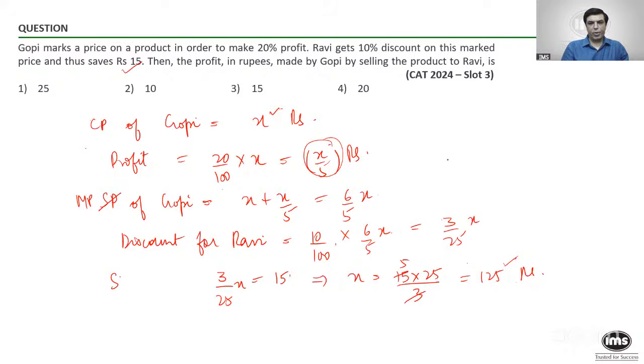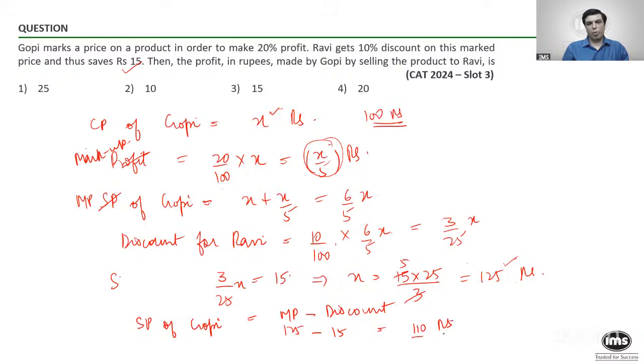So profit made by Gopi is going to be, he's making 20% profit. Okay, he's not making 20% profit, sorry. He had marked it at 20%. Okay, so this was the markup. So how much is the profit now? How much is the selling price? See, if you look at the selling price of Gopi, he had marked it at 125 rupees and is offering a discount of 15 rupees. So 125 rupees minus 15 rupees, that is 110. So which means his cost price was 100 and now he's selling it at 110 rupees. So how much is the profit? It is 10 rupees.